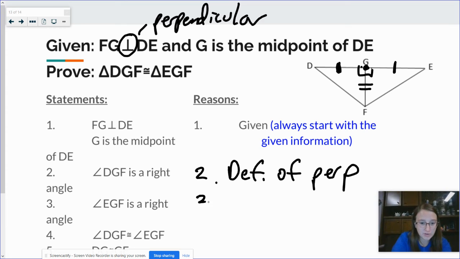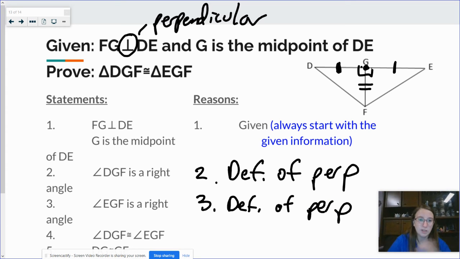If we look at number 3, it's the same thing. We are allowed to say this is a right angle because that's the definition of perpendicular, because we were given that we had some perpendicular lines here.